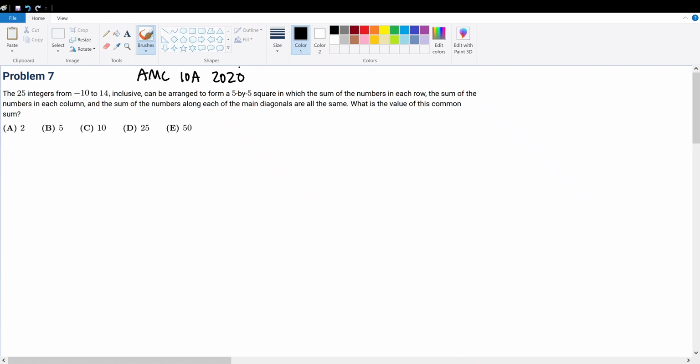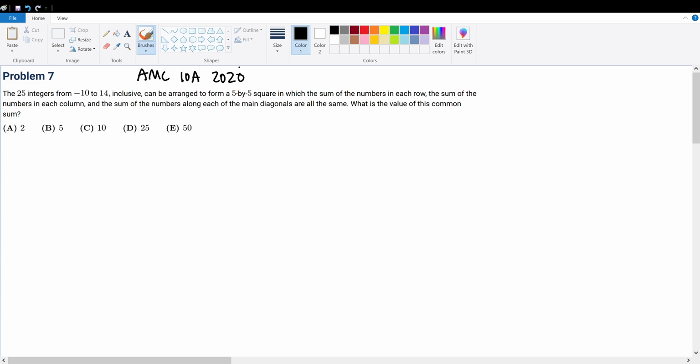AMC 10A 2020 problem 7. The 25 integers from negative 10 to 14 inclusive can be arranged to form a 5x5 square in which the sum of the numbers in each row, the sum of the numbers in each column, and the sum of the numbers along each of the main diagonals are all the same. What is the value of this common sum?